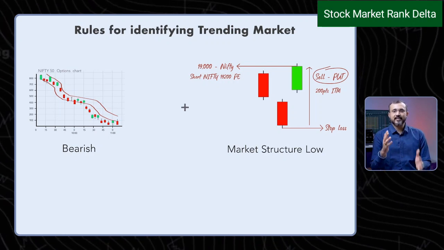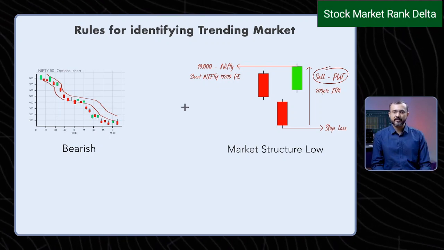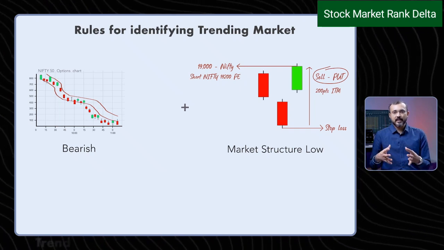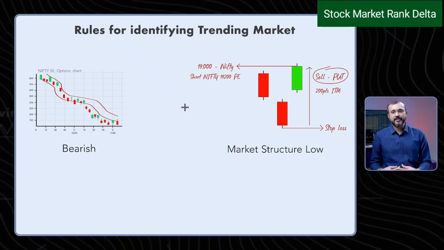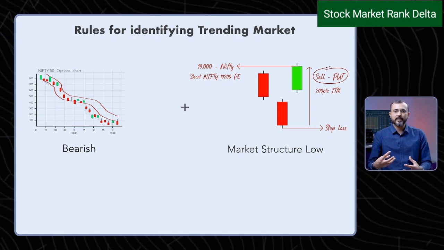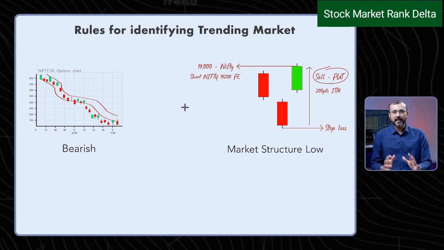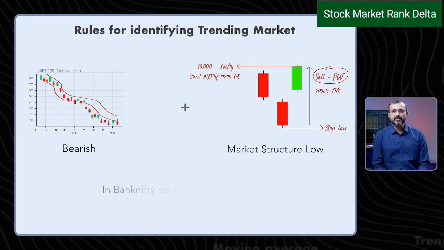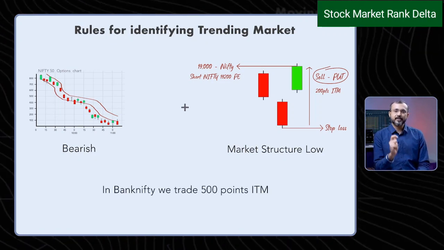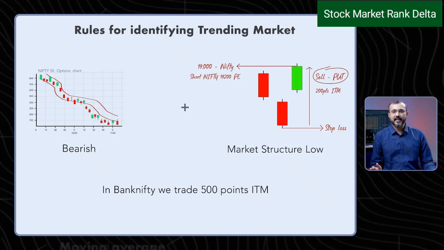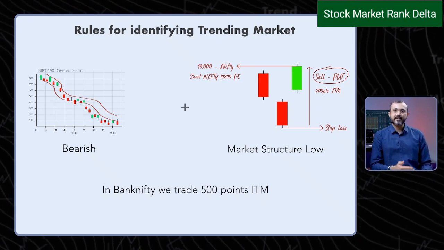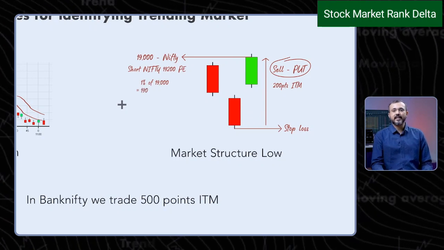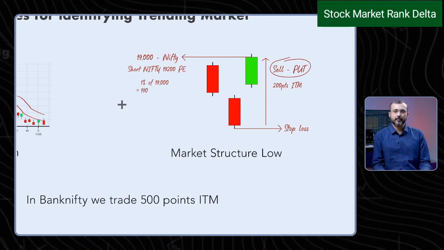If you're trading Bank Nifty, the same strategy can be deployed in Bank Nifty. Instead of trading 200 points in the money, in Bank Nifty we trade 500 points in the money because the normal movement is 500 points in Bank Nifty. The entire idea of trading 200 points in the money is that we have to trade a 1% in the money option. That is the entire idea. When Nifty is trading at 19,000 level, 1% in the money becomes 190 points, so I've rounded it off to 200 points.